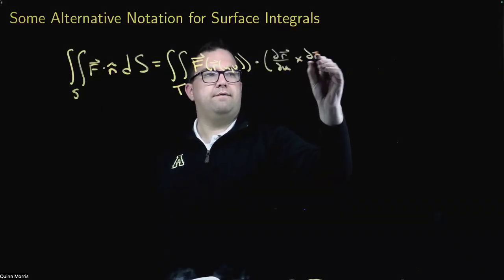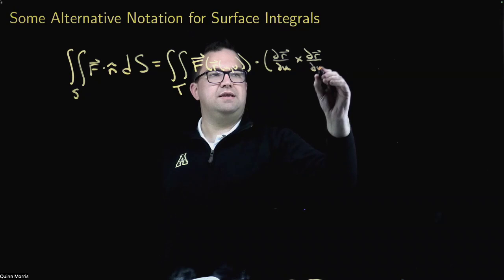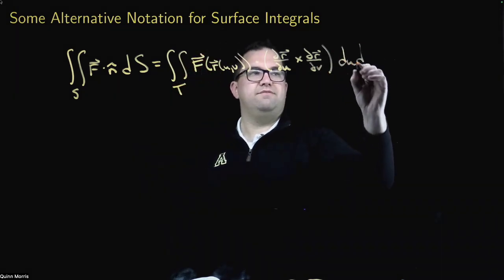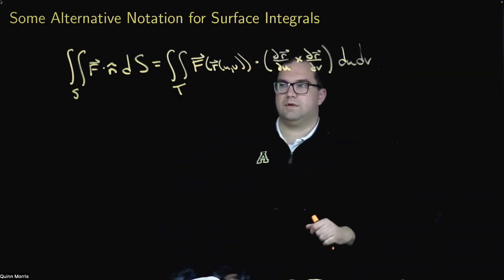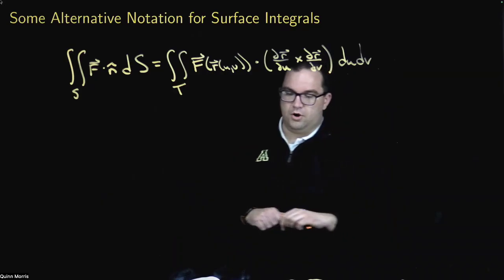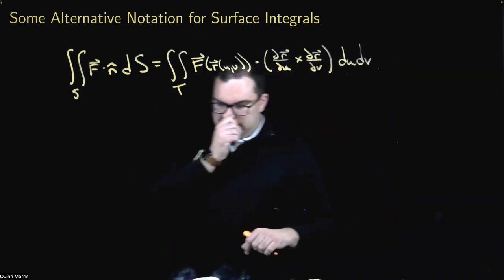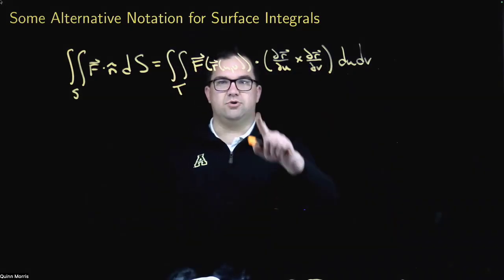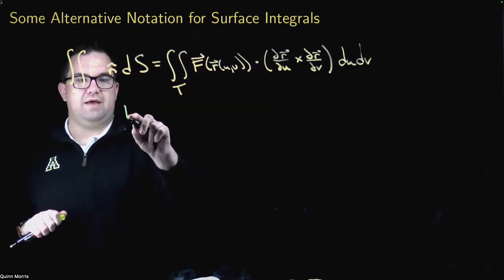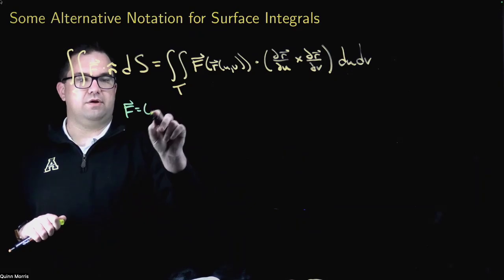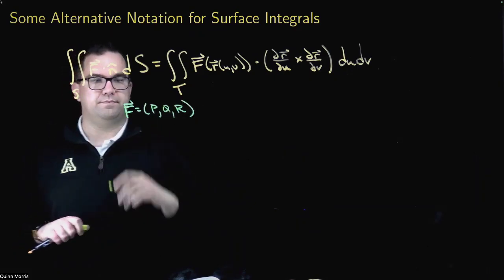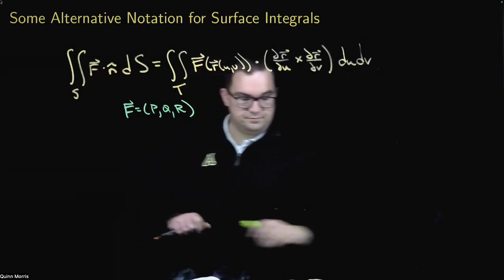cross dr dv. And then this is du dv. Okay, so again, this is actually how we just define the surface integral. But again, we want a slightly better way of expressing this. So what if I imagine that F, the vector field, has components P, Q, and R?